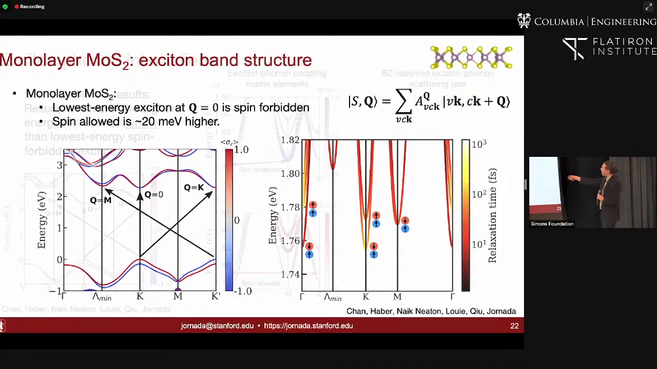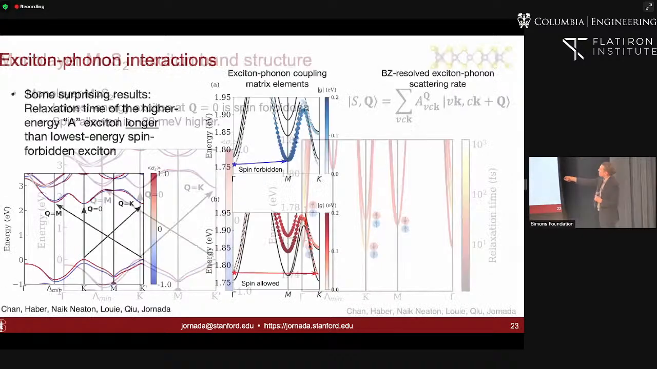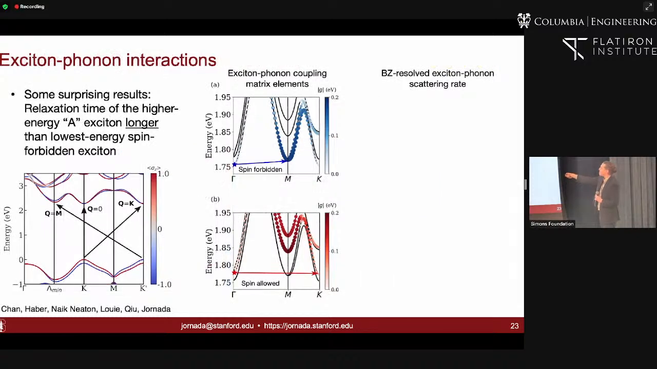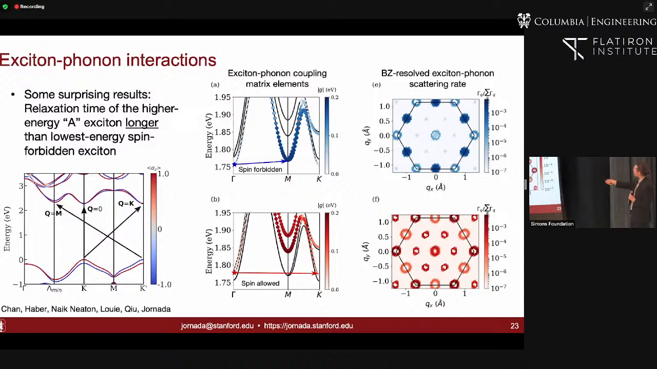Basically, the lowest energy state, even at 300 Kelvin, can scatter up to this M point, which has the same spin physics. But the higher energy dipole or spin-allowed state can no longer scatter to the M point. It can only scatter to the outer valley, but that process is not really likely. So in essence, you can compute all these Brillouin zone resolved matrix elements, scattering times, and so on.